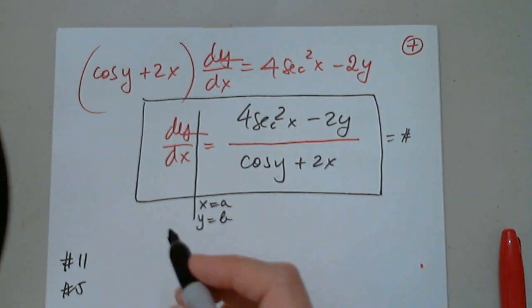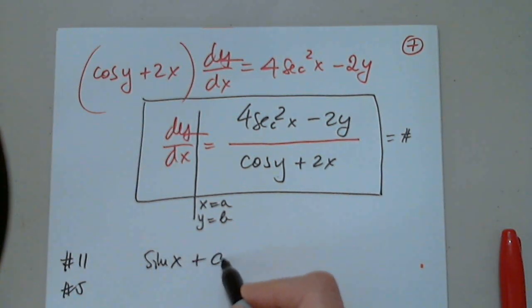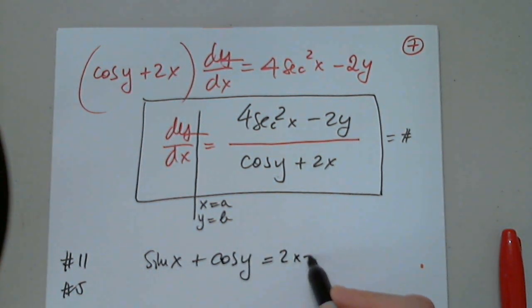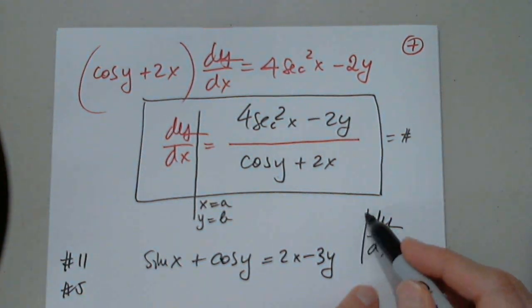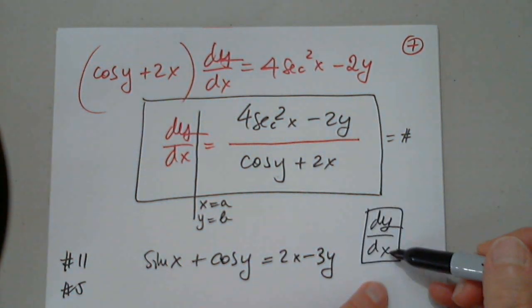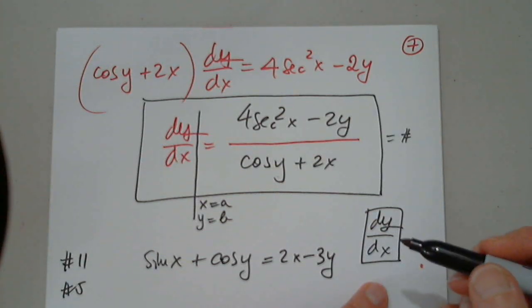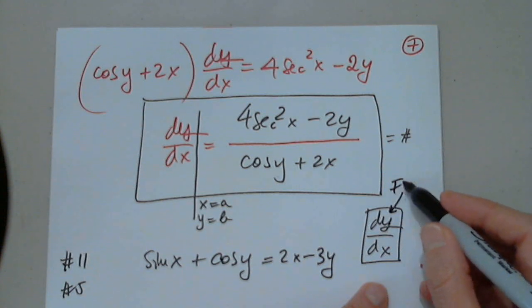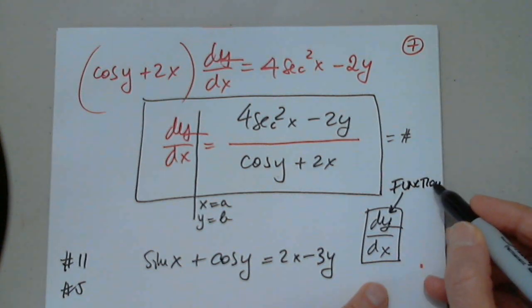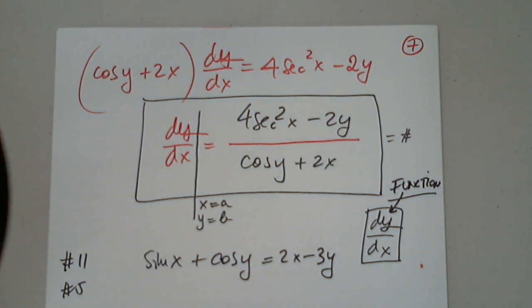Okay, so sine x plus cosine y equals 2x minus 3y. Perfect. Good. No one can solve this equation for y. We are asked to find dy over dx. This specifically says find the derivative of y with respect to x, and also says x is the independent and y is a function. Do not treat it as a variable.